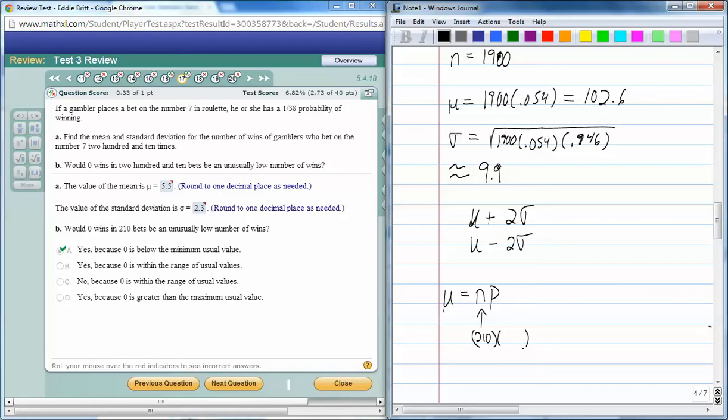Probability. What's the probability of winning? It says 1 out of 38. So that's our mean. Multiply those together and you should get close to 5.5.